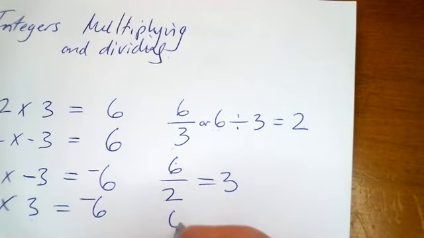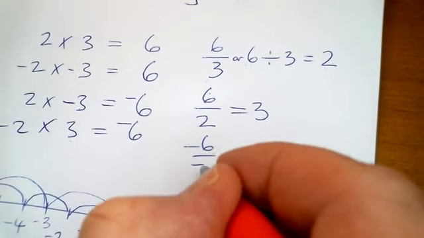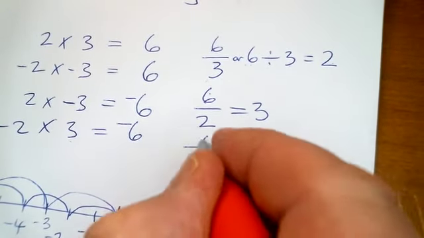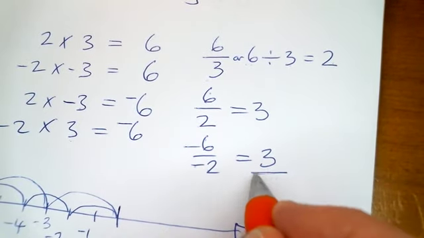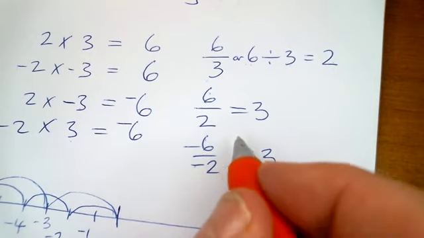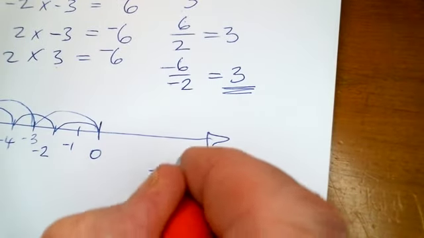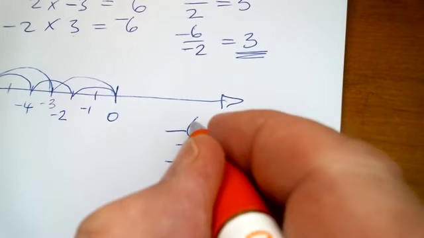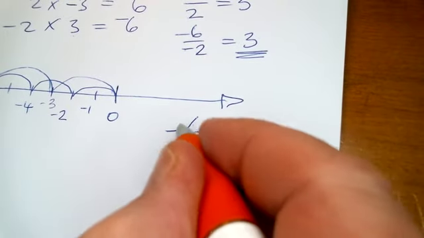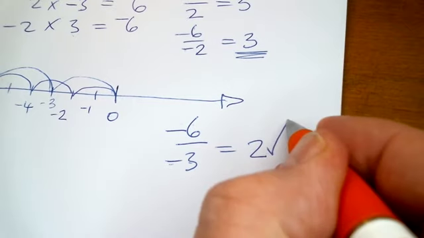What about negative 6 on negative 2? Well, 6 divided by 2 is 3. Signs are the same, answer's positive. What about negative 6 over negative 3? 6 divided by 3 is 2. Signs are the same, answer's positive.